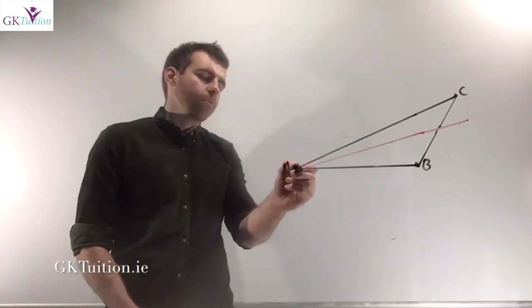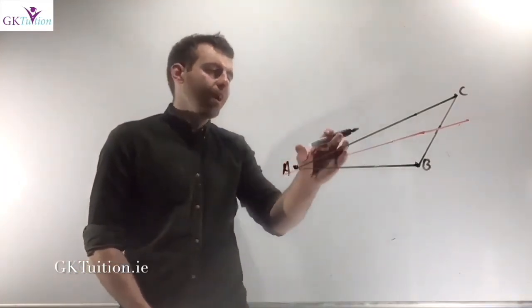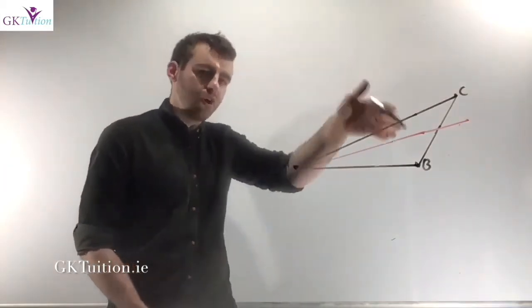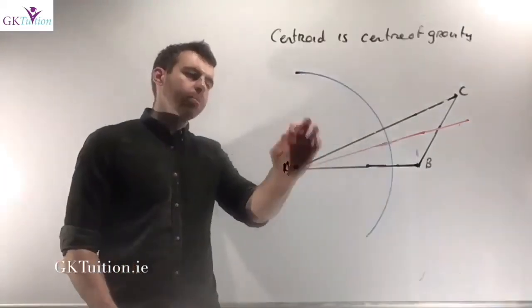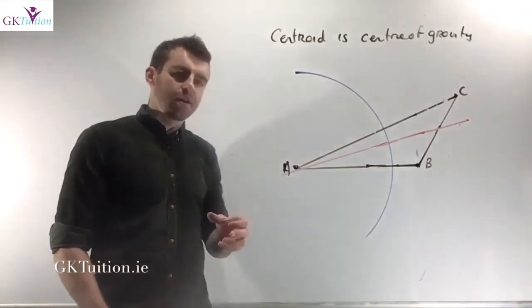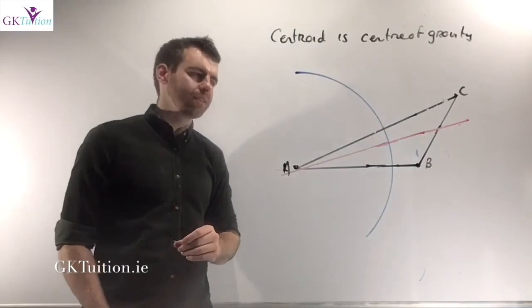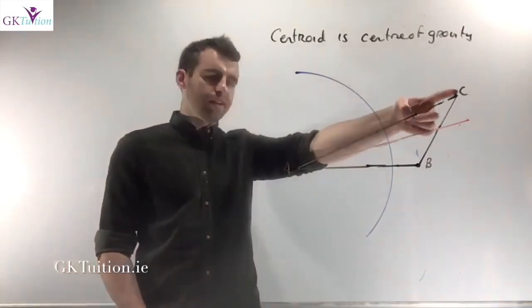So I'm going to place my compass at A, measure an arc that is roughly 2/3 of the way from A to C, and then draw myself an arc. So I placed my compass at A and I drew myself this arc. What I'm now going to do is keep my compass at that exact same distance, except place my compass at the other end of the line.